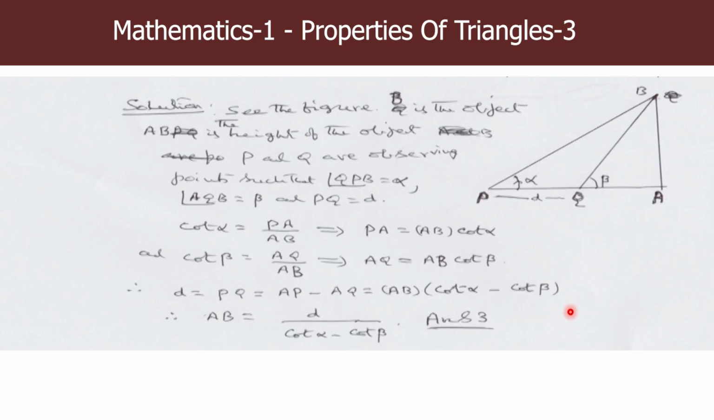And now d is equal to PQ, you are given. The distance between the two points is d meters. d is equal to PQ, which is AP minus AQ, which is nothing but, if you substitute the values of AP and AQ, AB into (cot alpha minus cot beta). So AB is equal to d by (cot alpha minus cot beta). So the correct option is option number 3, d by (cot alpha minus cot beta).